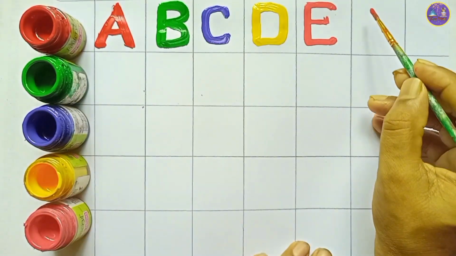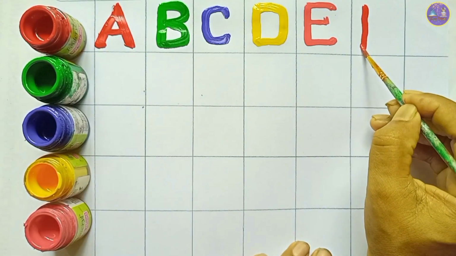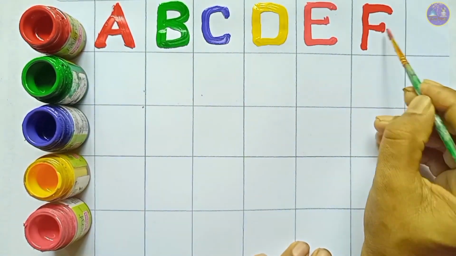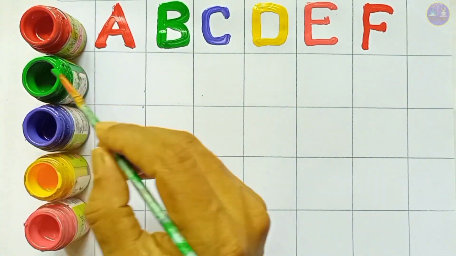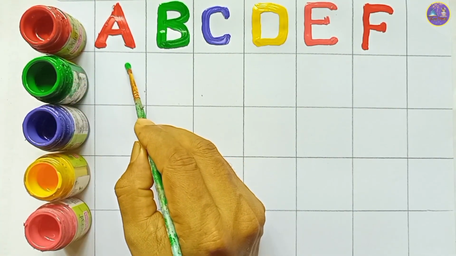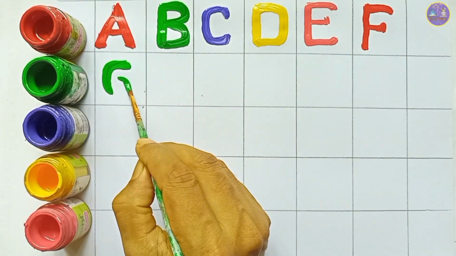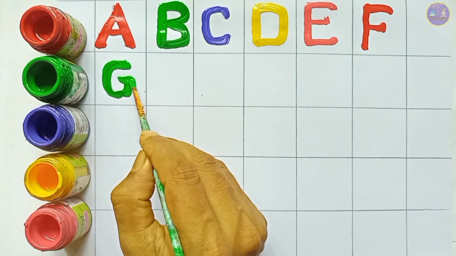Red color. F. F for fish. F for frog. Green color. G. G for goat. G for good.